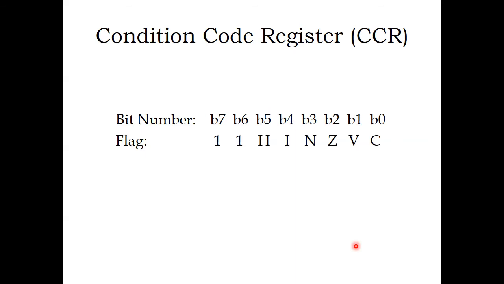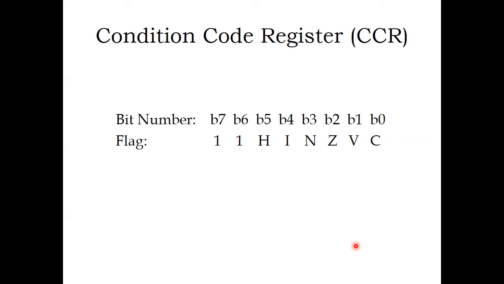Now, if you look at the CCR, CCR is a one byte register. So here are all the bits we have on the CCR. This register is a little bit different than the other ones because this register works as flags. Basically, all the 8 bits, each of the bits works as an independent flag bit.